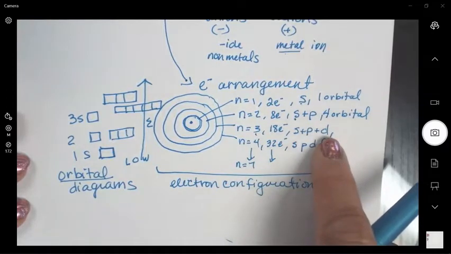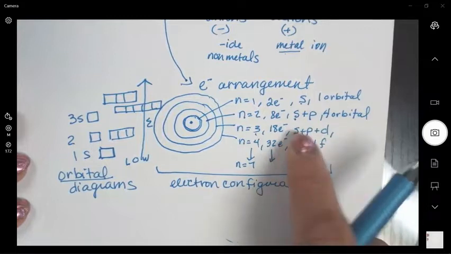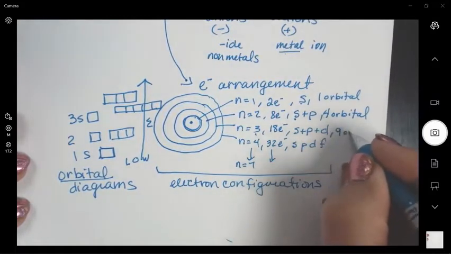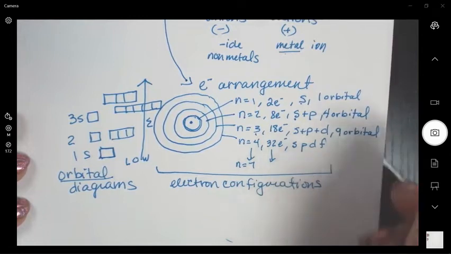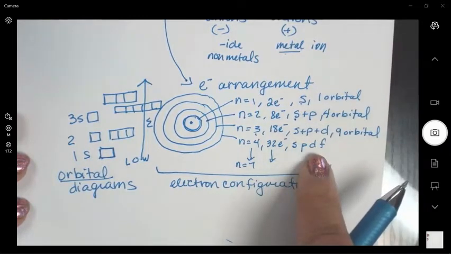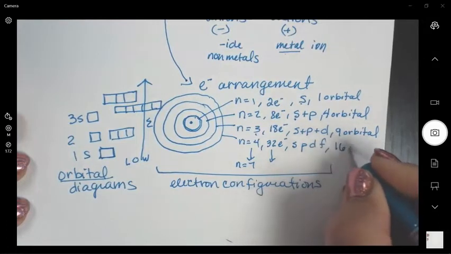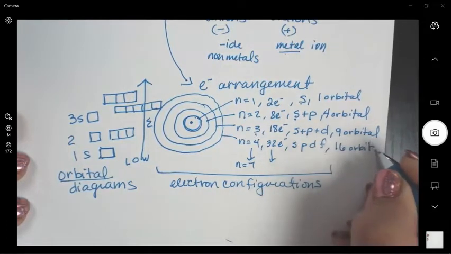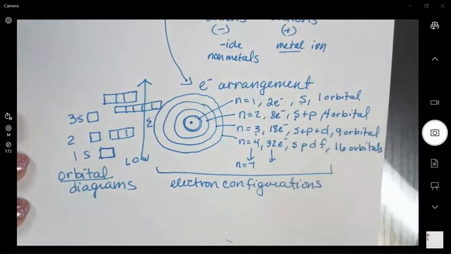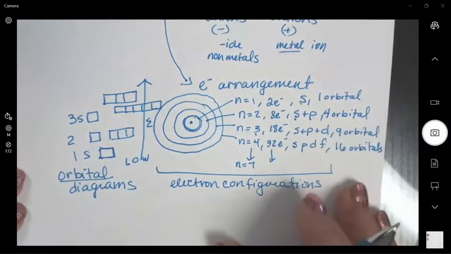Five. So five plus three plus one. Yes, nine. Nice. Nine orbitals. And then what is nine plus seven? How much? 16. Does anyone know anything about 16? Okay, never mind. 16 orbitals.